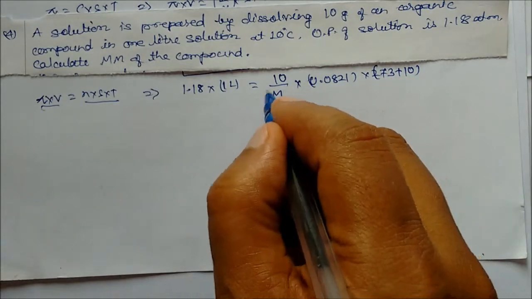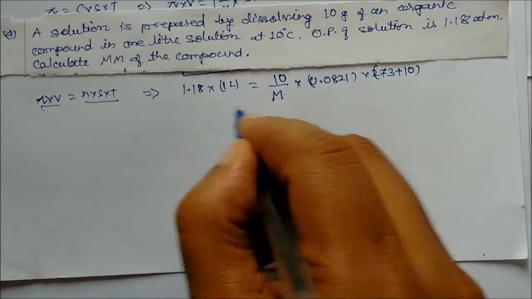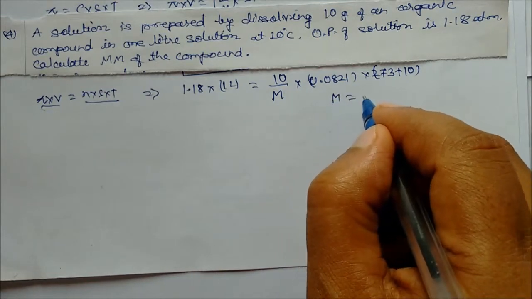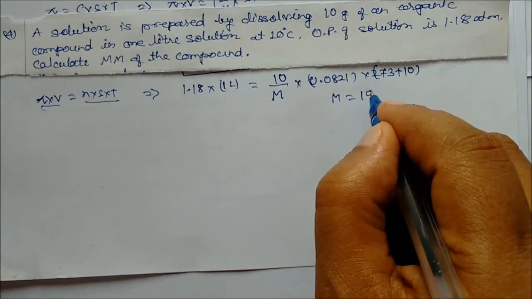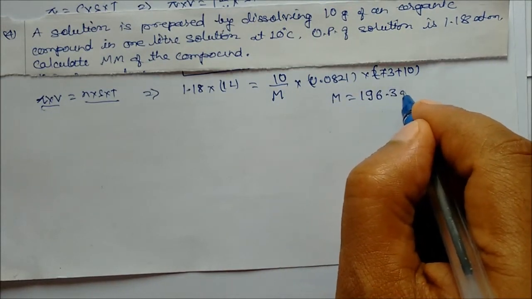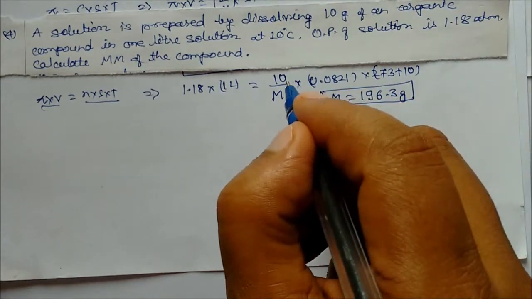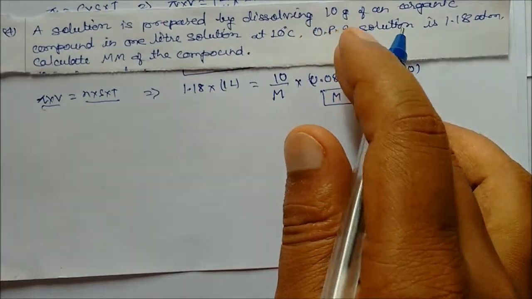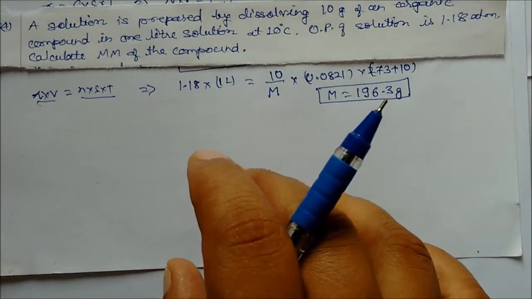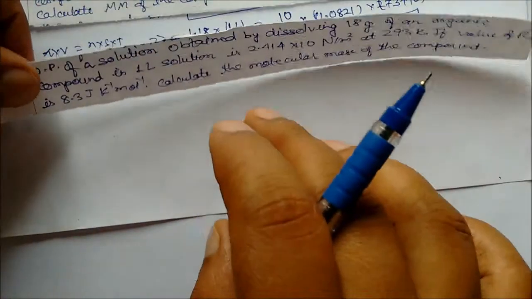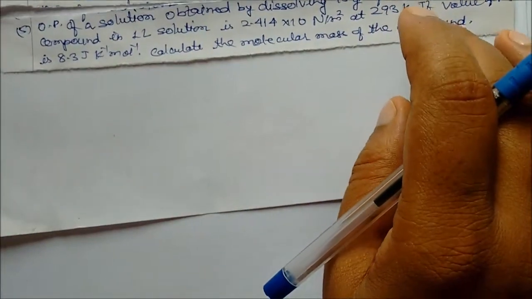So on solving, we require M, so M will become directly 196.3 gram. So this is our answer. This is the molecular mass of the compound. We'll take some different problems.